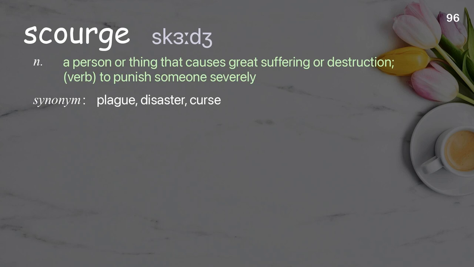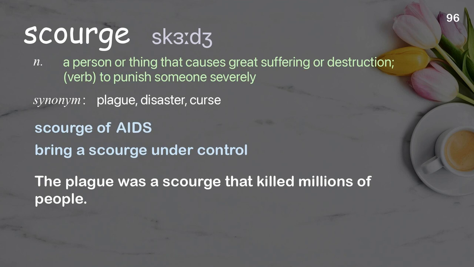Scourge: a person or thing that causes great suffering or destruction; verb, to punish someone severely. Examples: scourge of AIDS, bring a scourge under control. The plague was a scourge that killed millions of people.